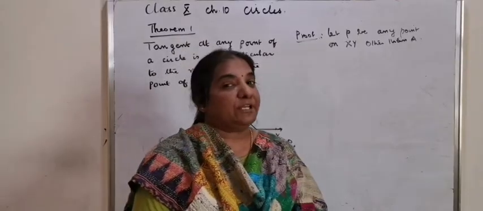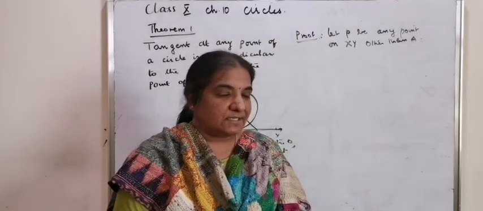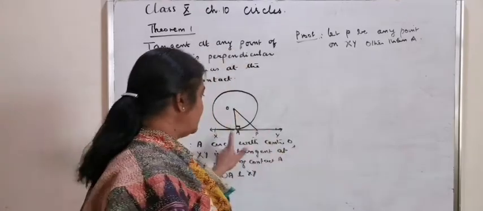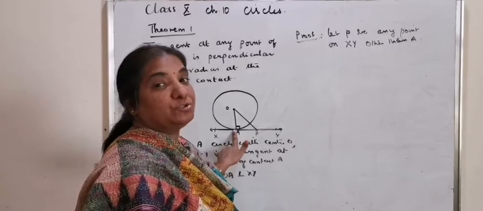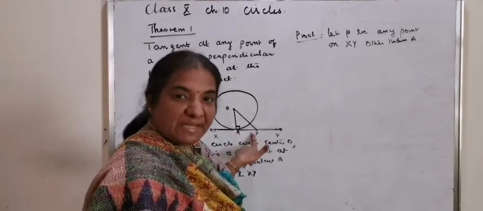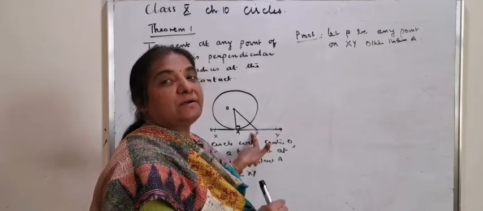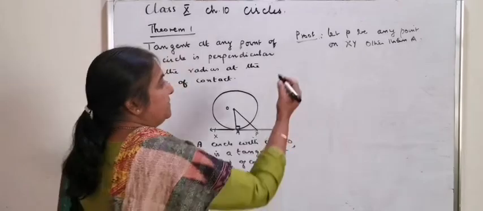What is the property of a tangent? The tangent touches the circle only at one point, and that point is already A. So what can you say about the position of the point P? The point P is always outside the circle.